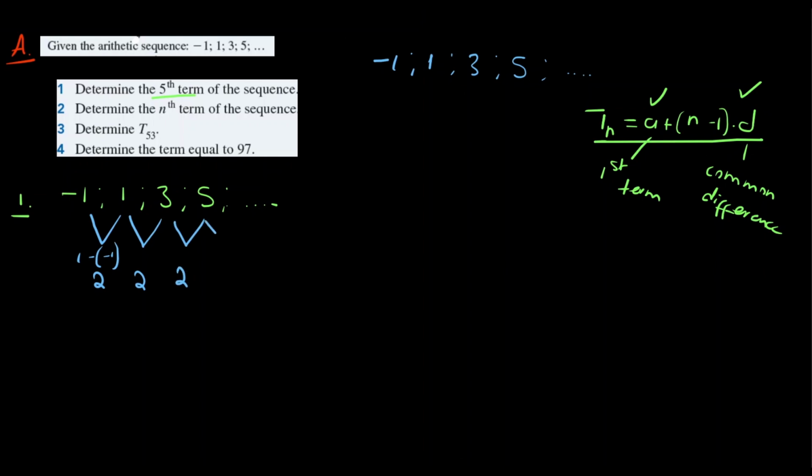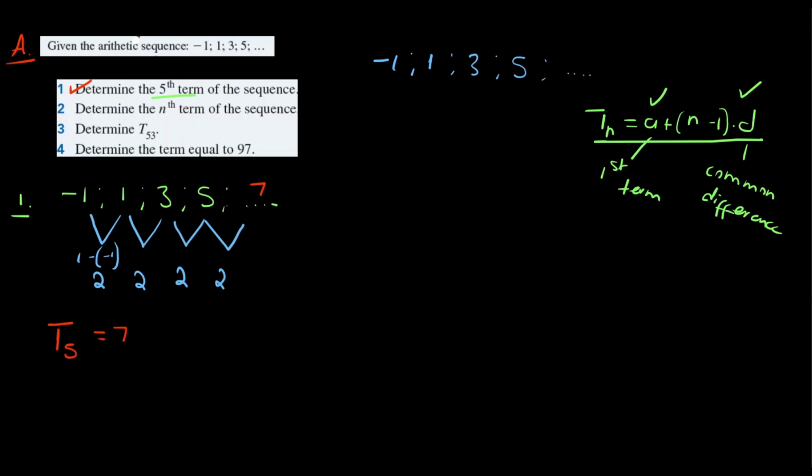So therefore, if this pattern continues the same way, you can see that what's happening is they're adding 2 to the previous term. It means that if you add 2 to 5, you're going to get 7. So we can safely say that term number 5 is equal to 7. And we would have answered the first part of the question, or we would have answered A, number 1.